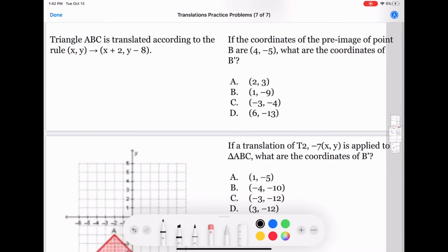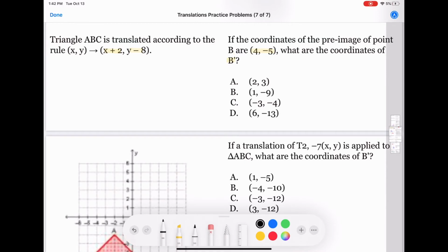Let's look at another type of problem that you might see. In this instance, you are being given the information that a triangle ABC is translated according to this mapping rule. The x-coordinate is added by 2 and the y-coordinate is subtracted by 8. We are being told that if the coordinates of the pre-image of a point B are negative 4, negative 5, what are the coordinates of B prime?